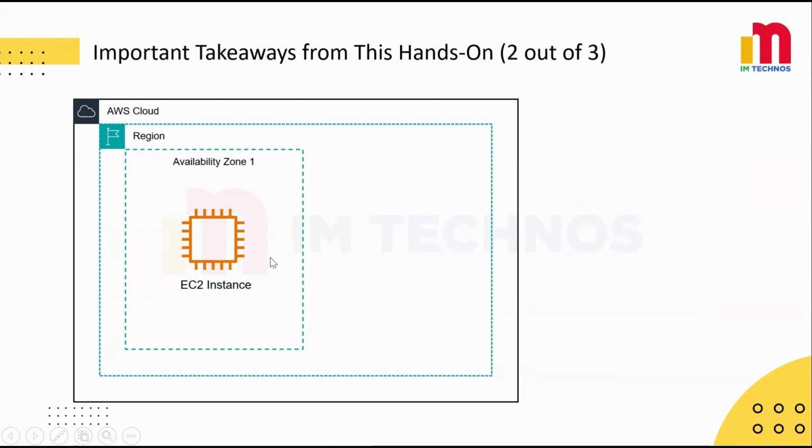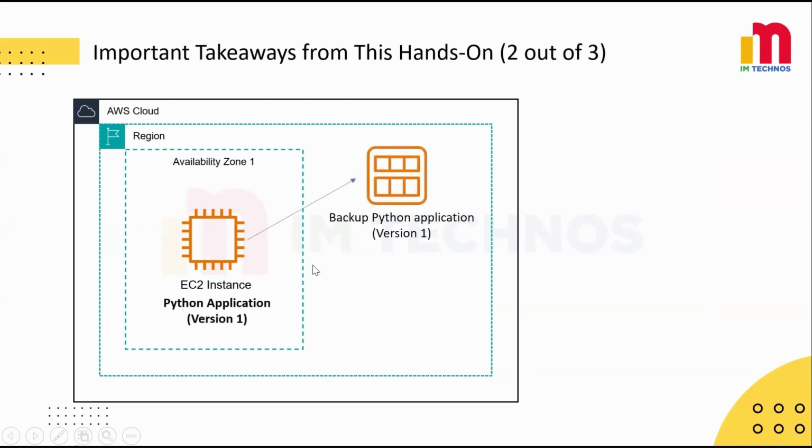Next, the AMI preserves the current state of the application. For example, if the instance has a Python application running version 1 at the time you create the AMI, that version is what gets saved. If you later upgrade the application to version 2, the existing AMI will still hold version 1. To get that new version in your future instances, you must create a new AMI after the upgrade.